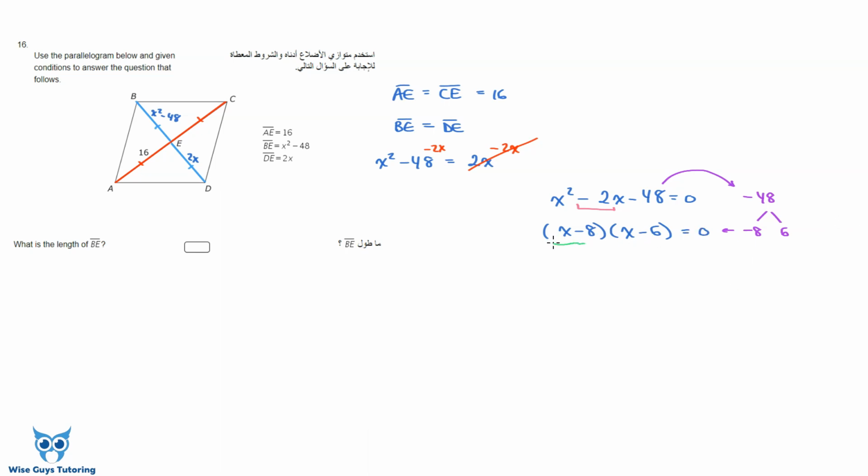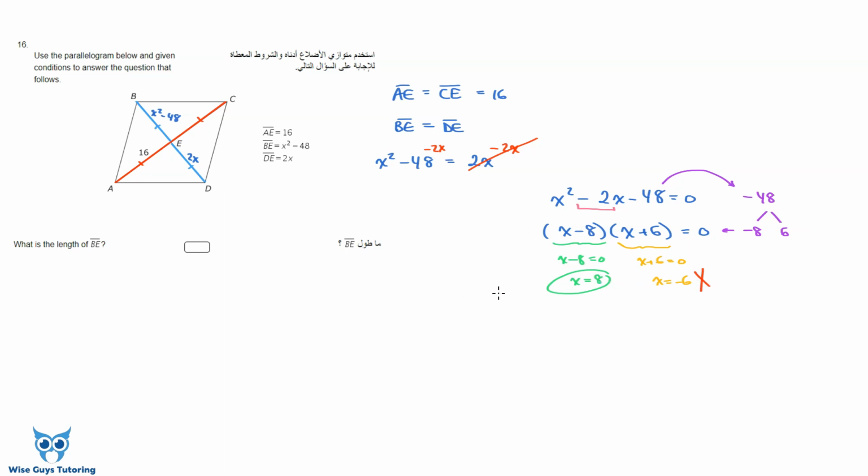That means either this one here is 0, which means that x would have to equal 8, or this term here is equal to 0, in which case, oh, I'm sorry, that's a positive 6, isn't it? There you go. In which case, that means that x is equal to negative 6, right? Now, obviously, these are lengths. If x is negative 6, that would mean that DE is 2 times negative 6. That would mean that DE is minus 12. It's not possible. So we have to reject this solution. This is the correct solution. x is equal to 8.